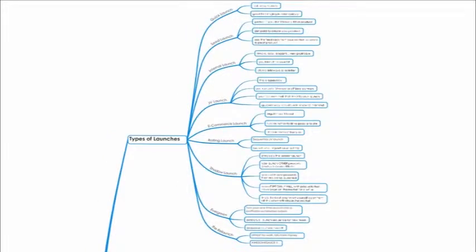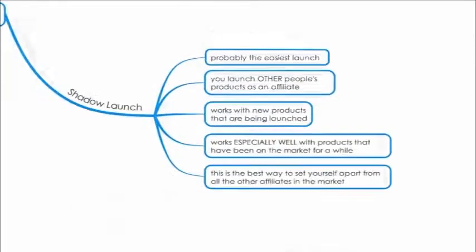Okay, so now I want to just go through the types of launches. Some of these I've already covered, so I'm going to go super quick. But if you go check out the actual PDF blueprint, you're going to be able to see all this work. I'm not going to go through all of them right now. I just want to touch on a few of them.